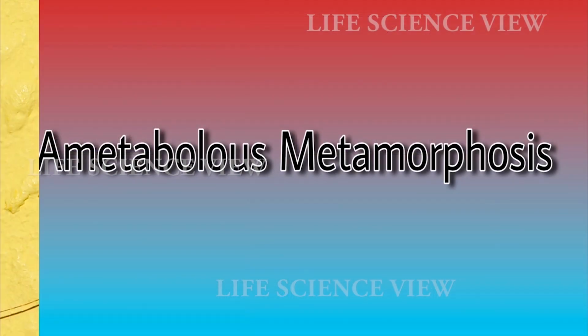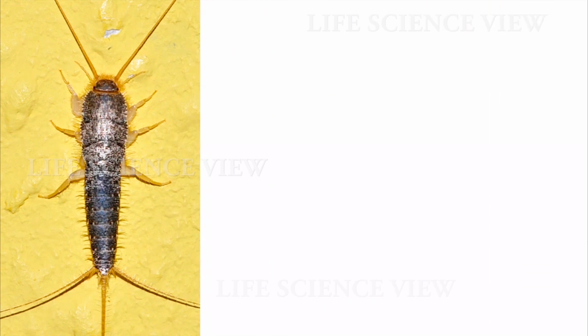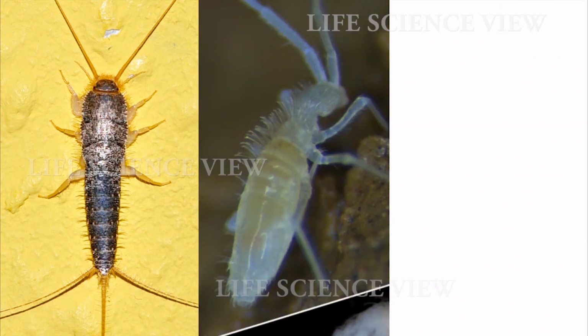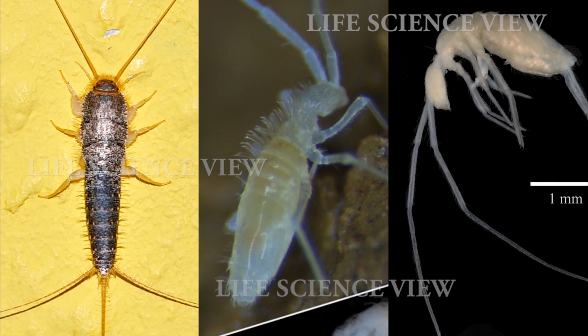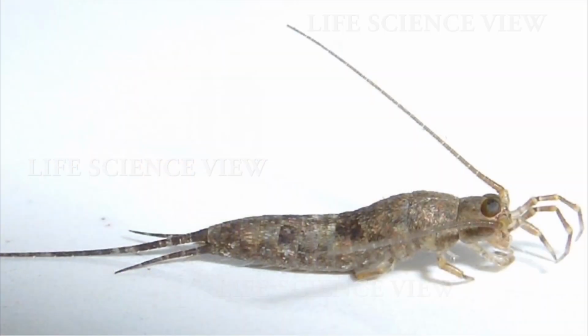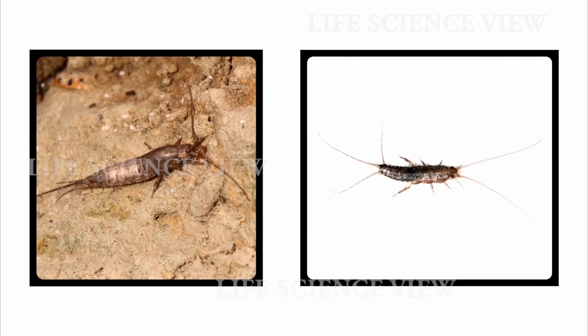Ametabolism is a type of life cycle in insects in which there is slight or no metamorphosis. Only a gradual increase in size happens. This is seen only in primitive wingless insects. Examples include the orders Archaeognatha and Zygentoma.